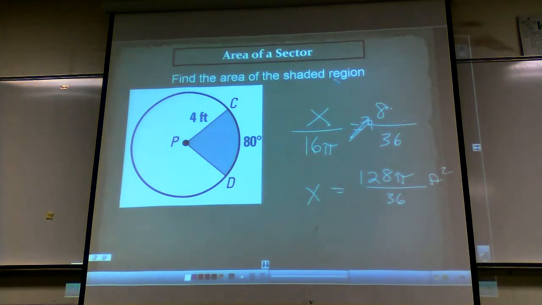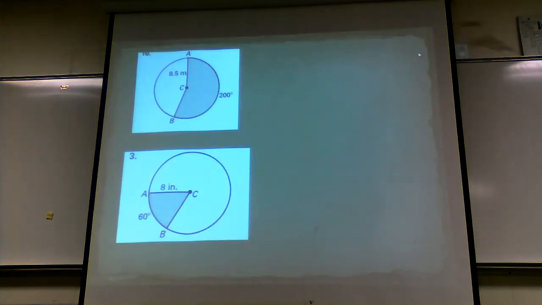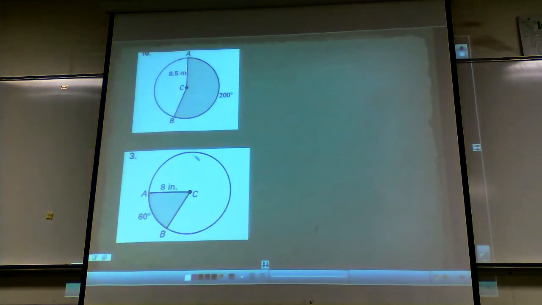Okay, now what I was saying about the quicker things. If I saw the problem that I have that's number 3, I highly doubt I would actually go through setting up an entire proportion for it. Because the way I would look at it is, I go, 60 degrees. I know 60 degrees is 1/6 of the entire circle.